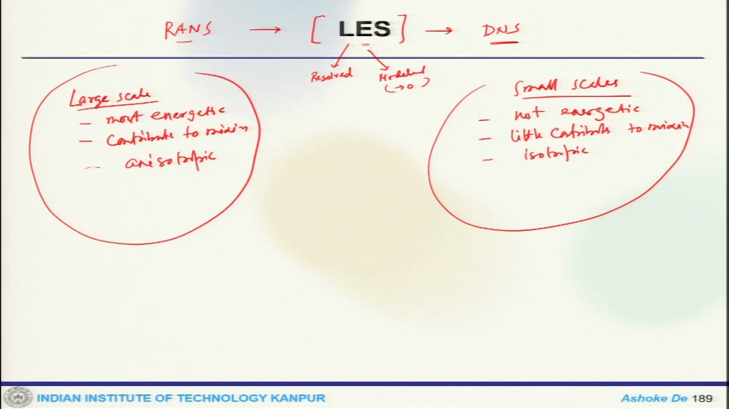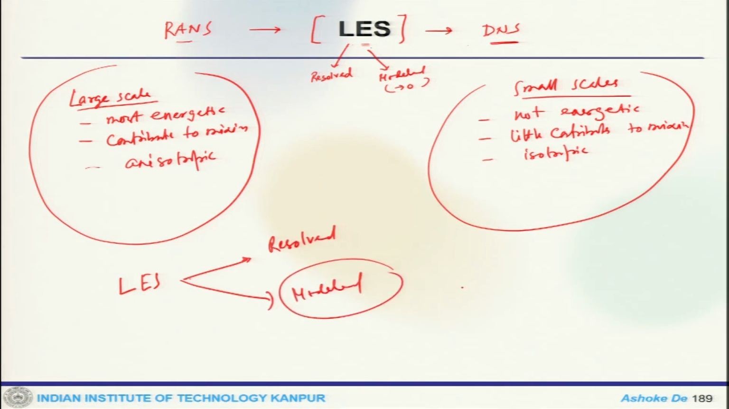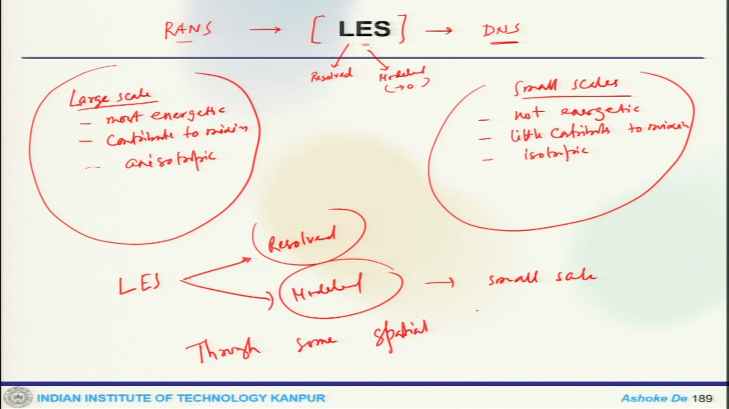As the small scale structures are universal in nature, LES decomposes the field into two components, one is the resolved component and the other is the model component. This is the modeling of the small scale structure, and this is the resolved part, mostly the large scale and energy containing structures. This is done through spatial filtering.